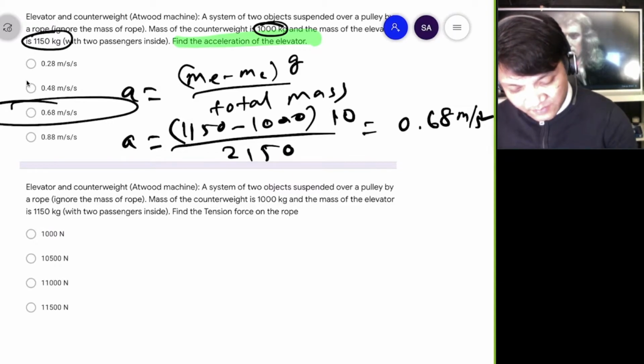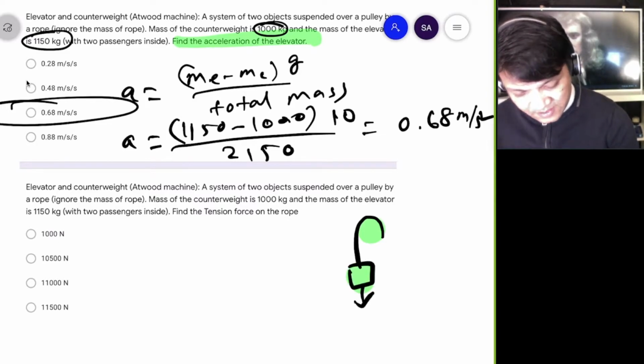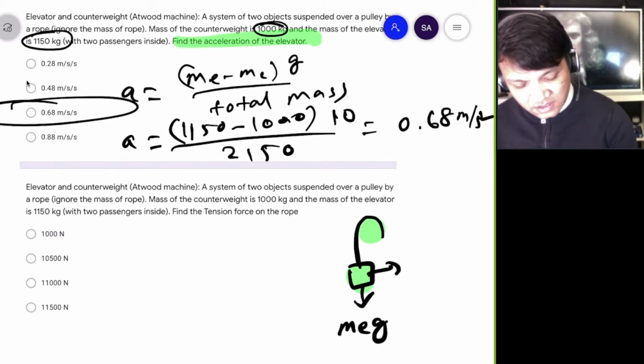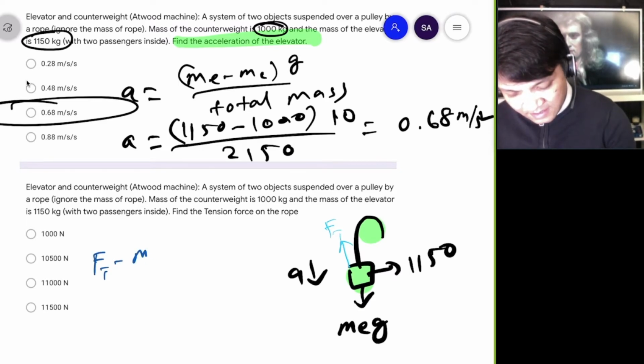Now we are trying to find the tension force. To find the tension force, we have to have the equation. So this is MEG, and this is 1150. This is the elevator. The elevator is 1150. This is acceleration downward. This one is FT. So the equation would be FT minus MEG is equal to negative MEA.